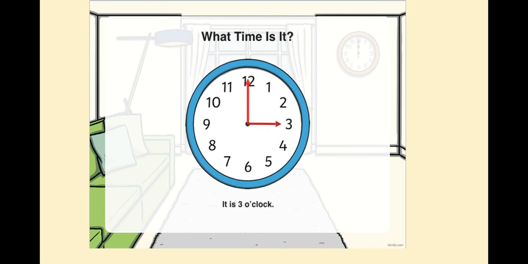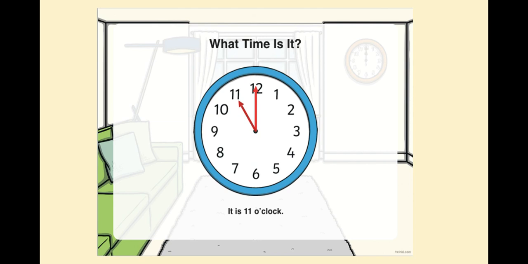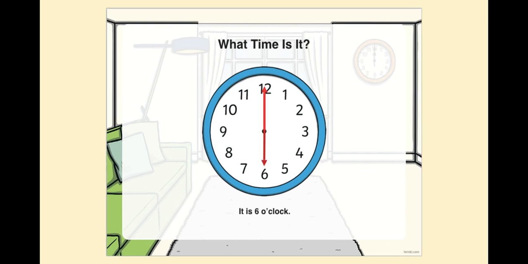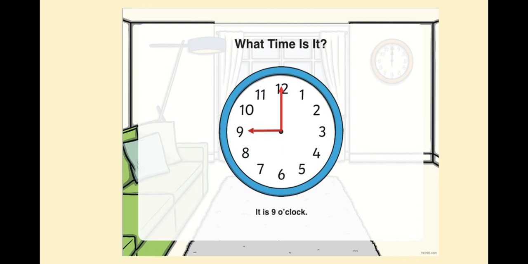Let's have a look here. We've got the short hand pointing to the 3. We've got the minute hand pointing to the 12. So it is 3 o'clock. Another example, we've got the short hand or the hour hand pointing to the 11, and the minute hand is pointing to the 12. Yes, to the 12, so it's 11 o'clock. We've got the short hand pointing to the 6, the minute hand pointing to the 12, so it's 6 o'clock. Here it is 9 o'clock.